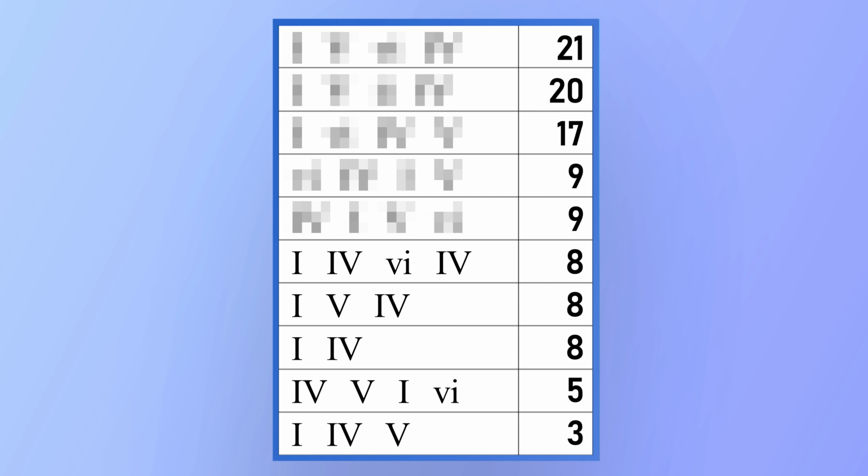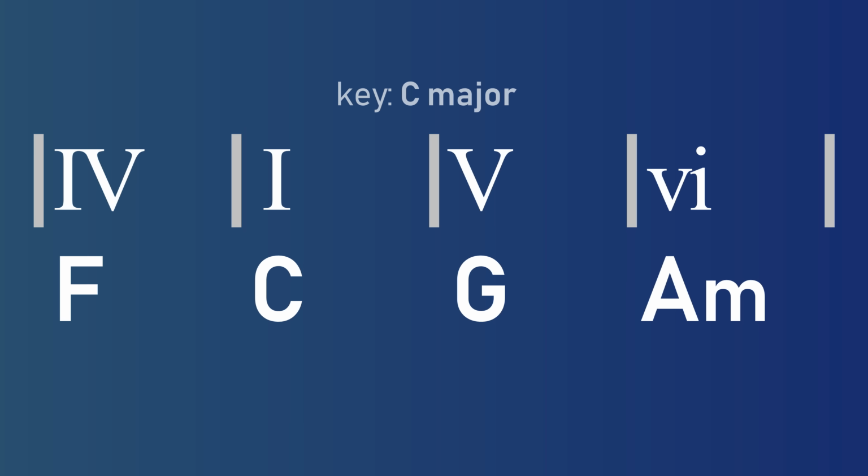So now let's take a look at Taylor Swift's top 5 favourite chord progressions, starting at number 5 with 4, 1, 5, 6, which in the key of C major would be F, C, G and A minor.